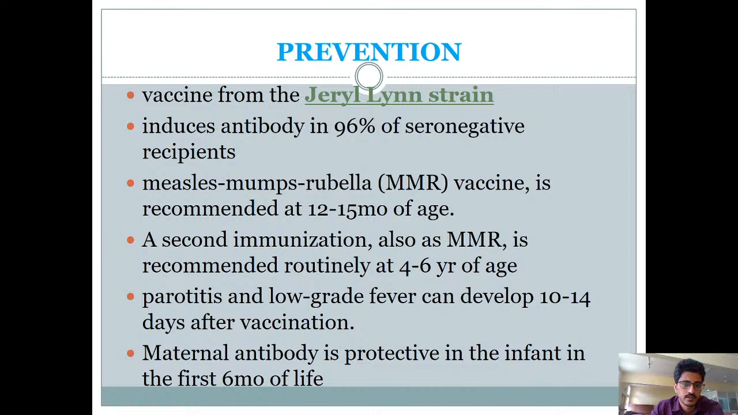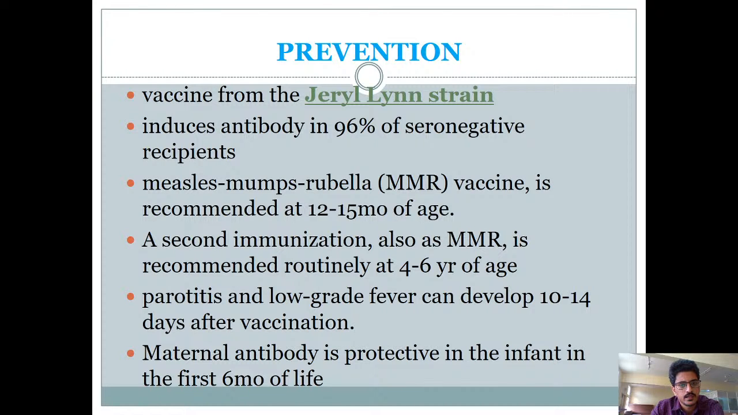With that strain, he developed the vaccine, which is used at present also. And Maurice Hilleman is the person who combined the mumps vaccine with measles and rubella to make MMR. Later it was modified and accepted by the US FDA. So Jeryl Lynn is nothing but a strain.